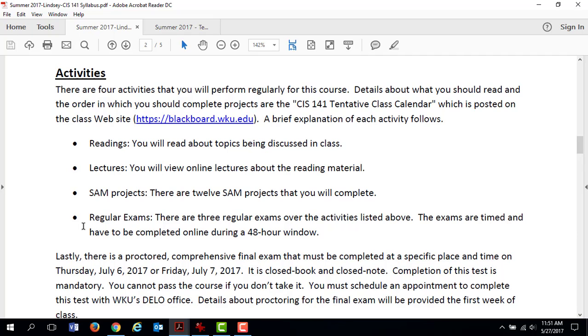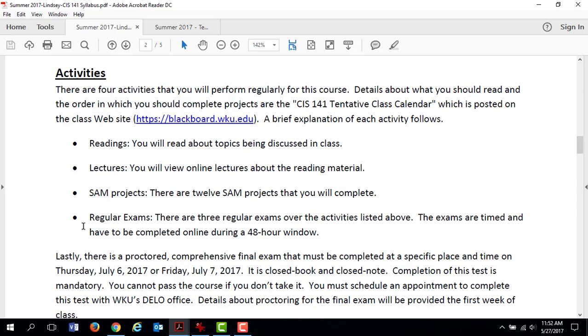And then you'll be completing regular exams. Those regular exams are over all the stuff that we've been talking about, less the SAM projects. I don't ask you test questions over the stuff you learn in SAM projects. So your textbook material, the reading material, the lecture material, that's what's assessed in those regular exams. And there are 3 of them.